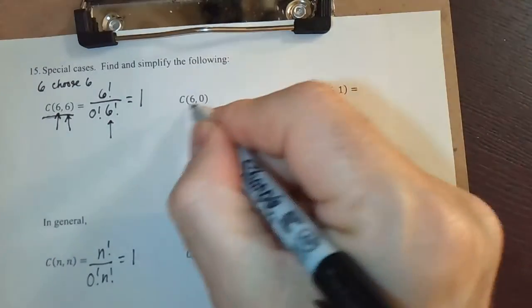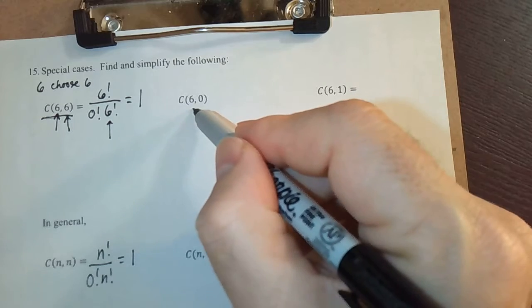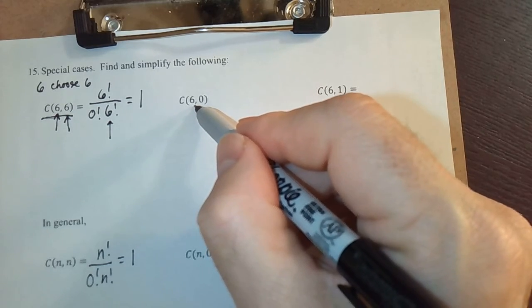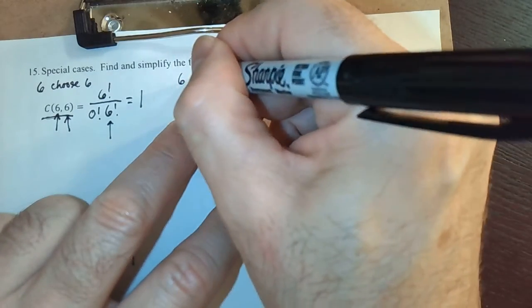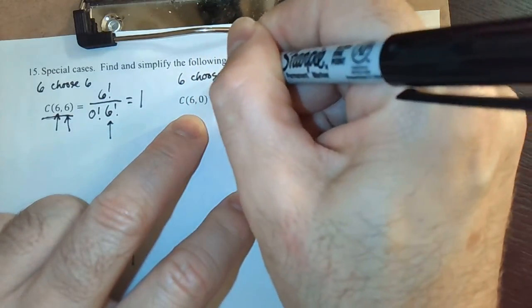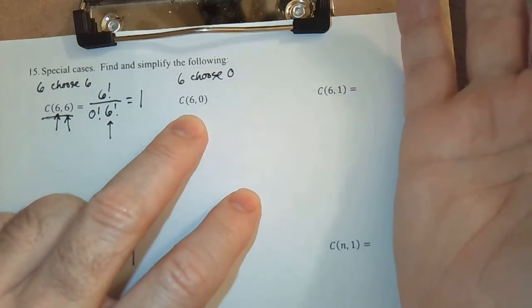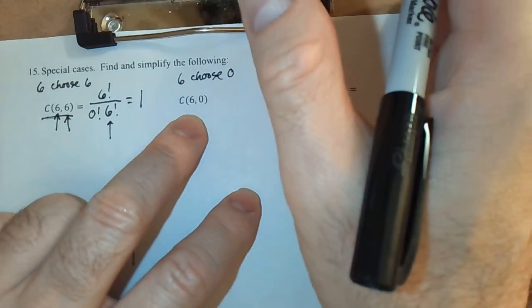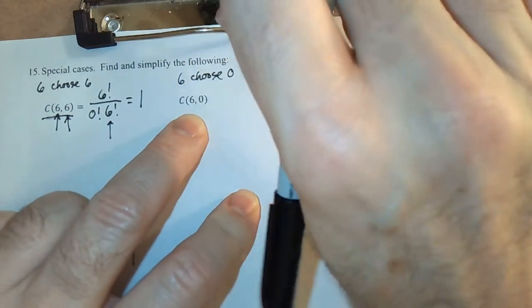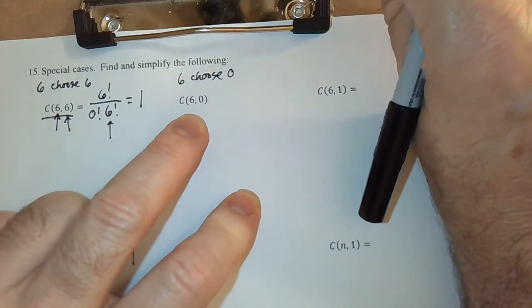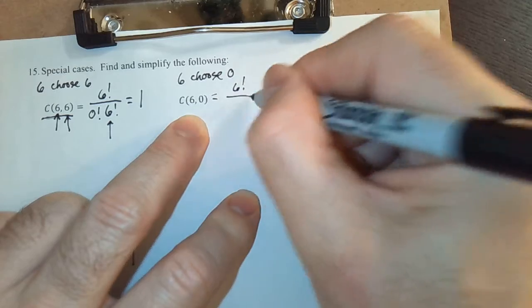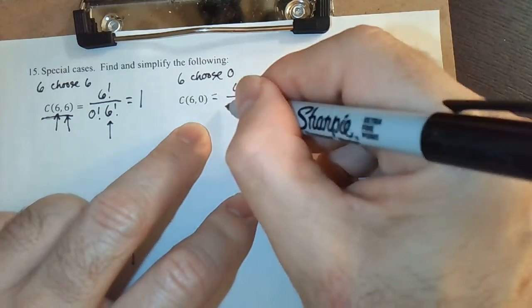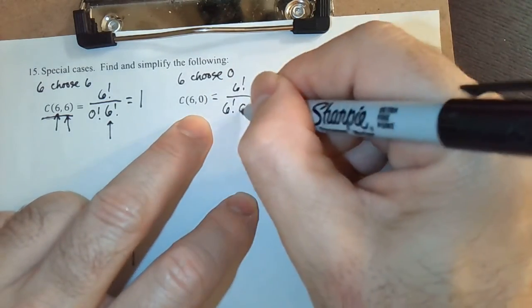All right. Now this one's a little weird. Out of a group of 6 people, how many ways can I choose 0? 6 choose 0. Well, it's going to be 1. Just remember that. If you're choosing 0, it means you have to leave everybody there. So there's one way to do it. And this would be 6 factorial over 6 minus 0, which is 6 factorial, and then 0 factorial.